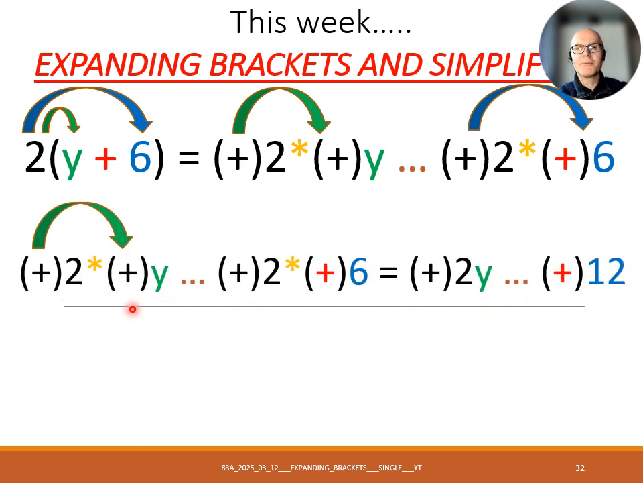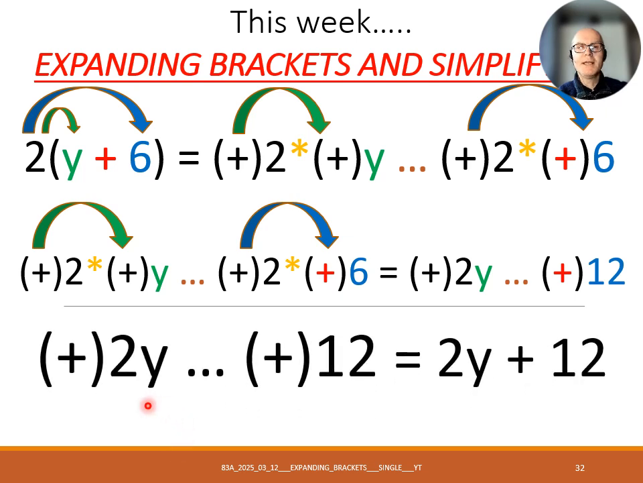Positive times a positive, it's going to be a positive answer. Positive 2 times positive y is positive 2y. And positive 2 times positive 6 is a positive answer. Positive 2 times positive 6, positive 12. So here is the answer for the two halves of the equation. We've got positive 2y and positive 12. Drop the positive sign from the 2y, start the answer with 2y, and change the positive 12 to add 12. Our answer is 2y plus 12.